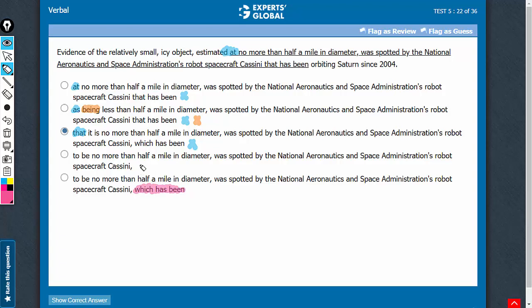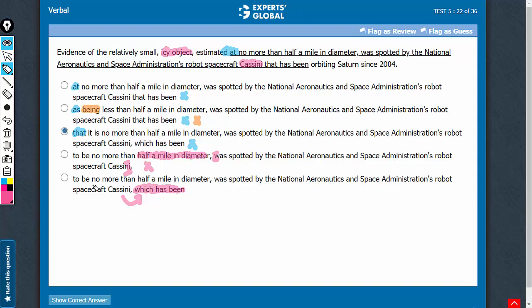So meaning becomes important. Orbiting Saturn since 2004. So what has been orbiting Saturn since 2004? This spacecraft, and therefore this usage, comma, which is very important, so that the reference here is to the spacecraft. In answer choice D, you see this is all extra information between two commas, and in the absence of a phrase such as which has been orbiting Saturn since 2004, it refers to this noun here, to be no more than half a mile in diameter, as in the icy object. So the meaning is not that the icy object has been orbiting Saturn since 2004. It is this spacecraft which has been orbiting Saturn since 2004. So answer choice D can be very comfortably eliminated.